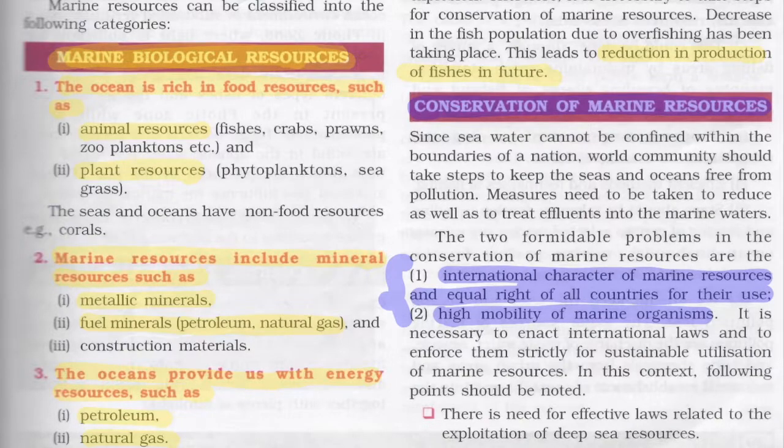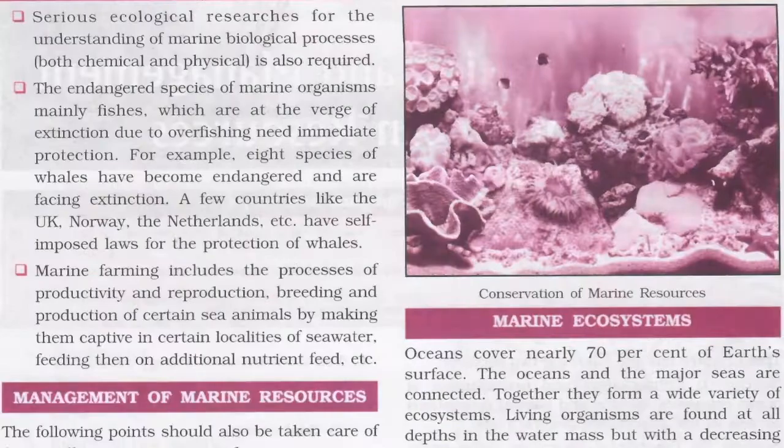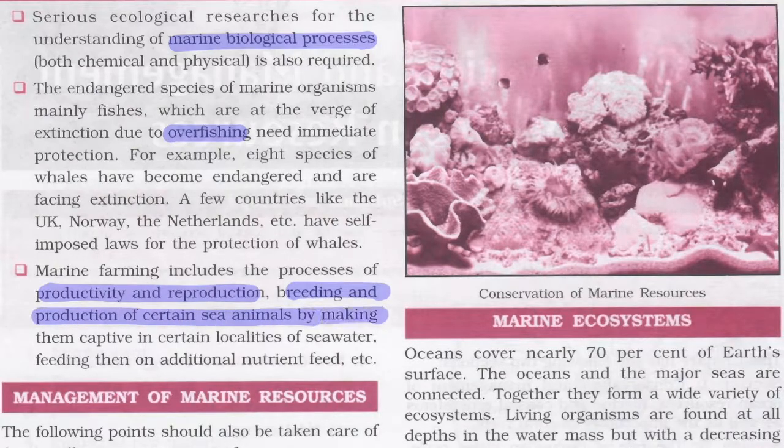And the following points should be noted while making the international laws. There is a need for effective laws related to exploitation of deep sea resources. Serious ecological research should be undertaken on marine biological processes, in both chemical and physical manner, as required. The endangered species of marine organisms, mainly fishes, are verging on extinction due to overfishing. Marine farming includes the process of productivity as well as reproduction, breeding and production of certain sea animals by making them captive in certain localities of seawater and feeding them additional nutrients.